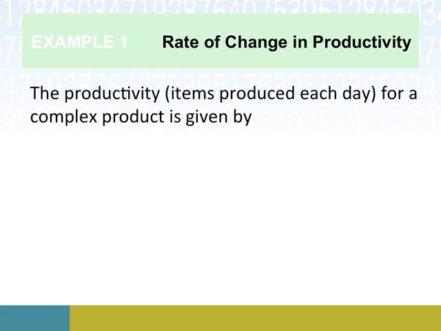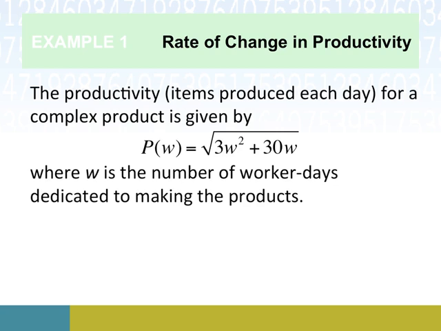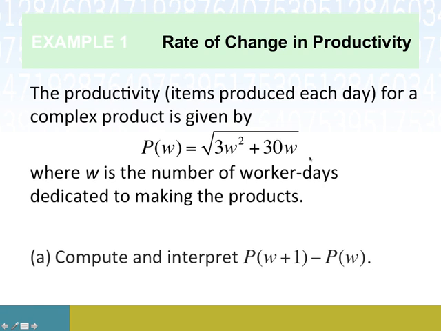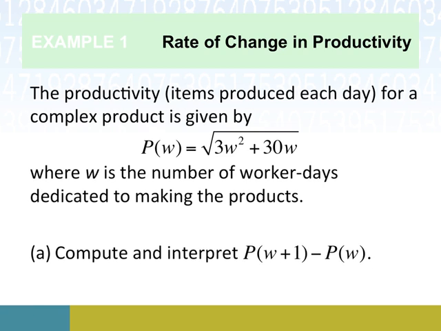So productivity for some product is given by this P of W thing. The input is worker days, so there's W, and the output, this big expression, is what productivity we could expect. So that's in items produced. The first thing we're supposed to figure out is to compute and interpret this expression. This is a little bit unusual because we generally interpret when we've got actual values rather than variables plugged in, but it turns out we can still write something meaningful here.